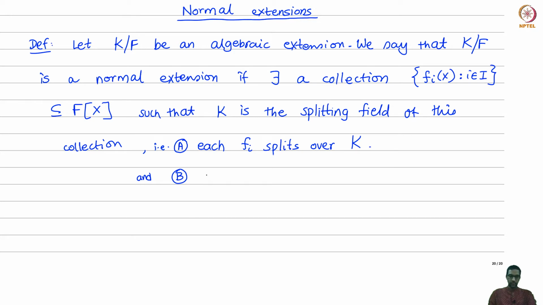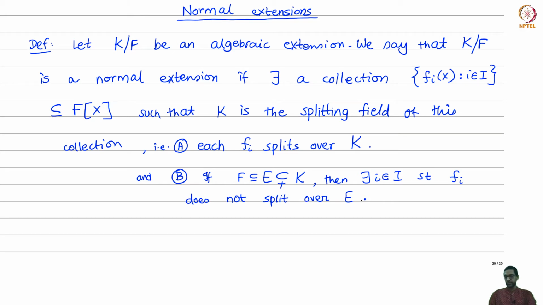If E is a proper subfield of K containing F, then at least one of the f_i does not split over E. So there exists i in I such that f_i does not split over this field E. That's what we mean by being the splitting field of the entire collection.